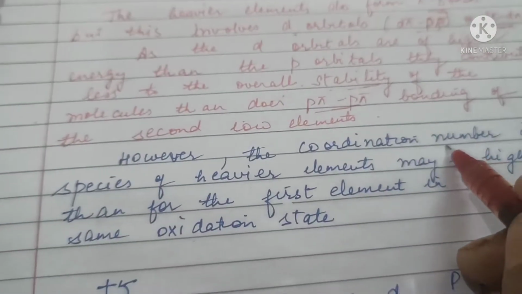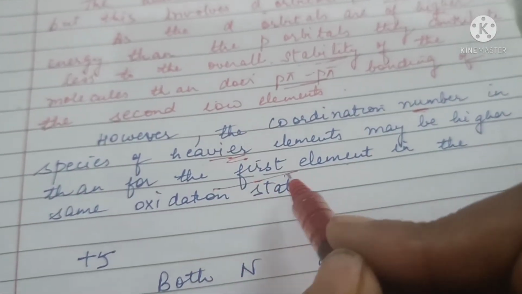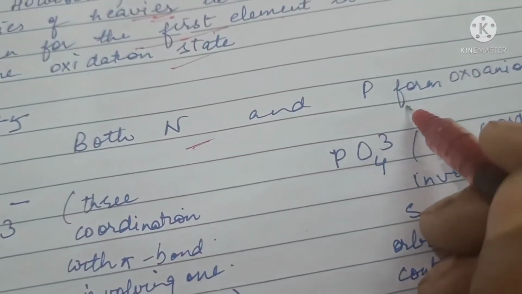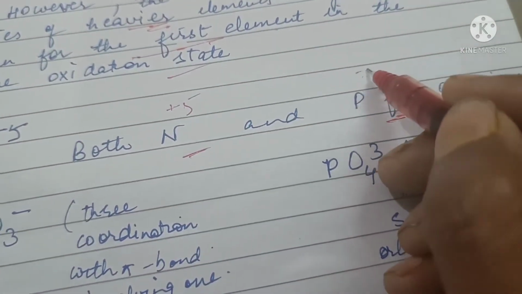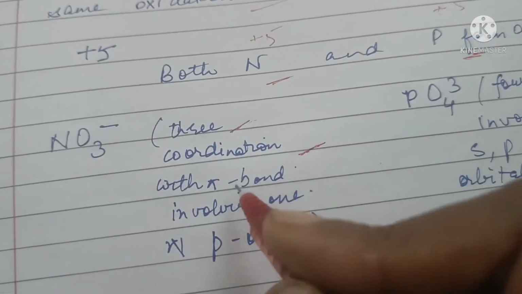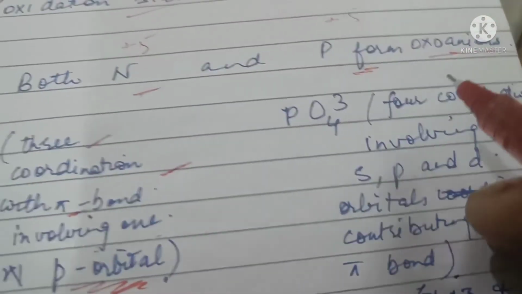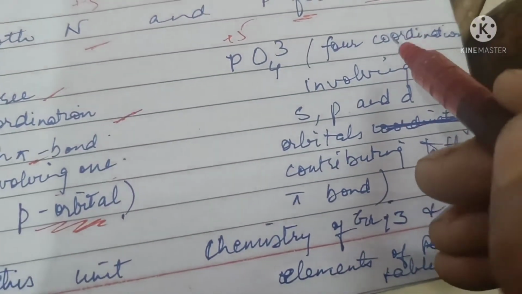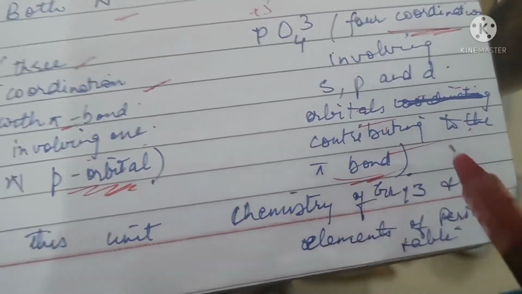However, the coordination number of species of the heavier element may be higher than that of the first element in the same oxidation state. For example, both nitrogen and phosphorus form oxoanions. In the oxidation state +5, nitrogen forms 3 coordination bonds with the pi bond involving one p orbital. On the other hand, in phosphate with oxidation state +5, phosphorus forms 4 coordinations involving sp and d orbitals contributing to the pi bond.